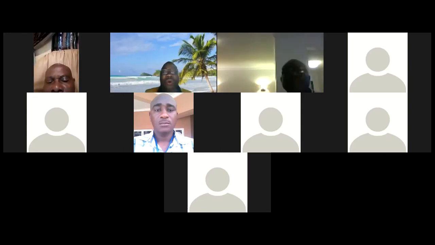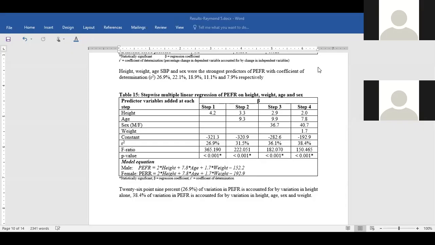Let me just show you the model. The model is height, age, sex, weight. You stopped at weight. You need to include the SC? No, I didn't include it. It's very small. All those other ones are not contributing much. Look at the percentage.